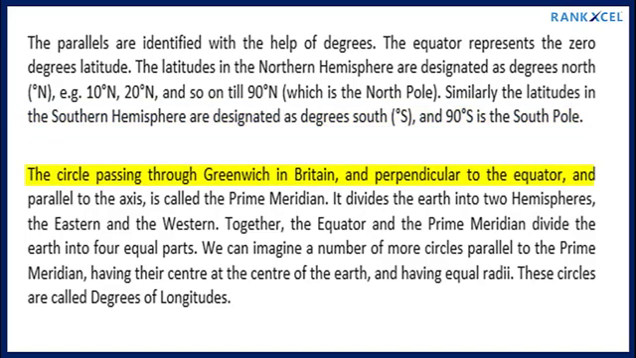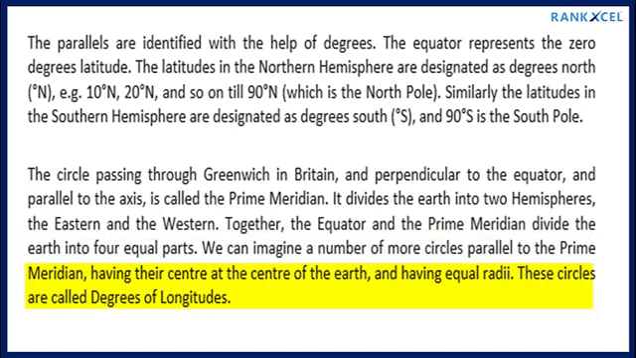The circle passing through Greenwich in Britain, and perpendicular to the equator, and parallel to the axis, is called the prime meridian. It divides the Earth into two hemispheres, the eastern and the western. Together, the equator and the prime meridian divide the Earth into four equal parts. We can imagine a number of more circles parallel to the prime meridian, having their center at the center of the Earth, and having equal radii. These circles are called degrees of longitudes.